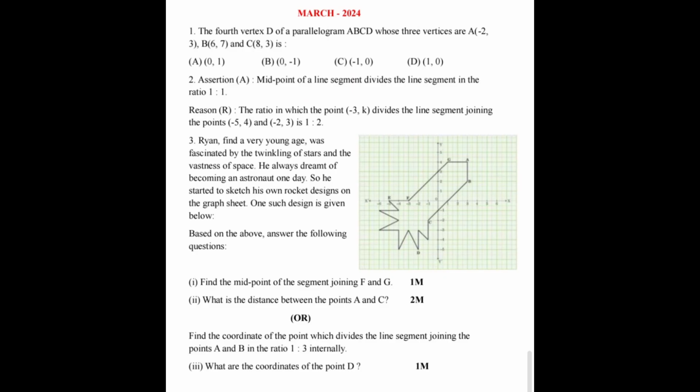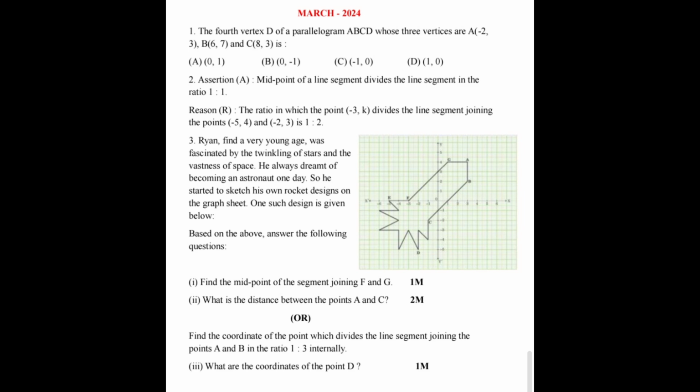Here is the first question in March 24. Find the fourth vertex D of the parallelogram. The vertices A, B, C are given. You can find the fourth vertex by using the midpoint formula. I already told you in the video: the midpoint of AC is equal to the midpoint of BD, because diagonals bisect each other in a parallelogram.